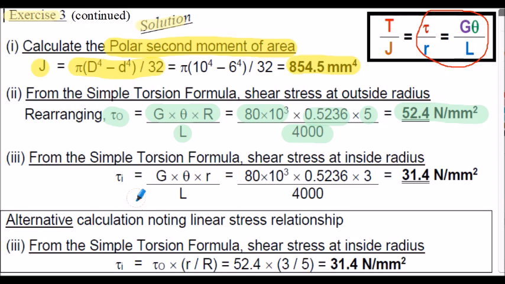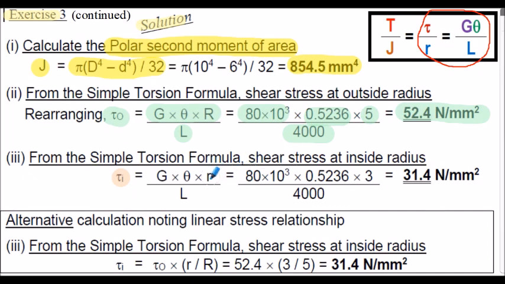and a similar approach to calculate the shear stress at the inside radius, labelled tau I here. Same equation, but this time we're using the lowercase r, the inside radius, 3 millimeters. That evaluates to 31.4 newtons per millimeter squared. I just showed you an alternative way of calculating the inside shear stress, and that's based on the linear stress relationship of the shear stress across the section, something we reviewed in more detail in the first presentation. This method also evaluates the internal shear stress as 31.4 newtons per millimeter squared, which of course we'd expect. That's just an alternative calculation purely for reference.